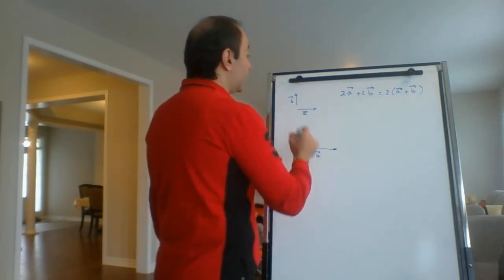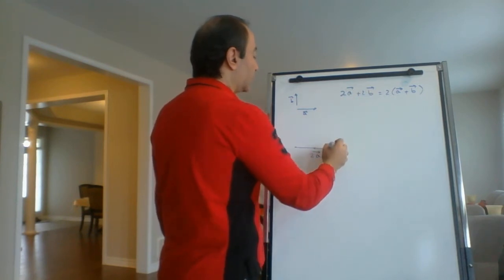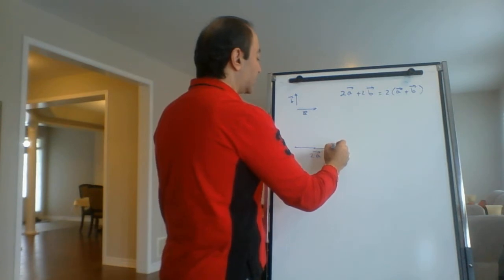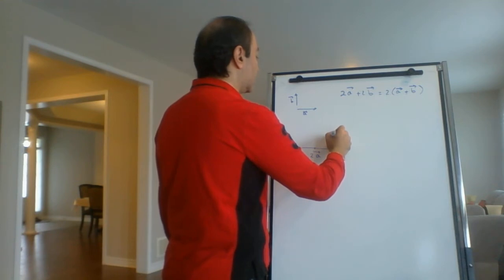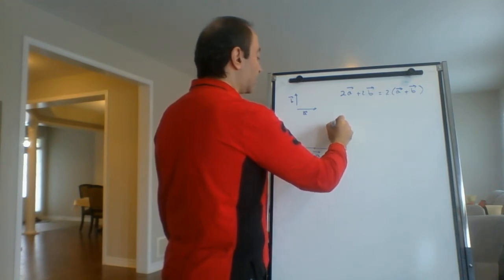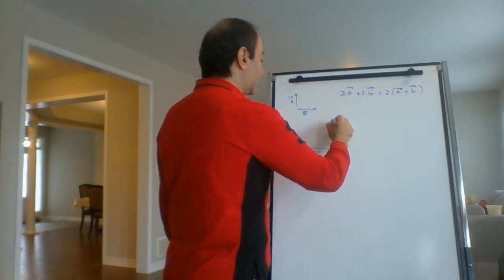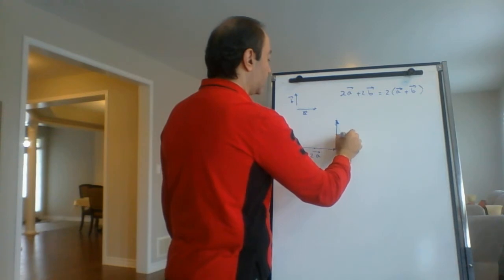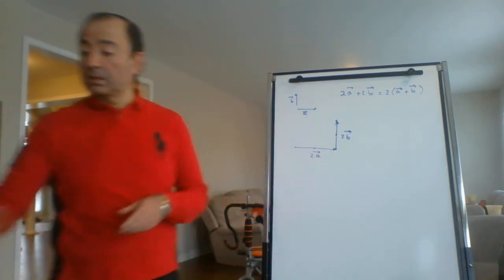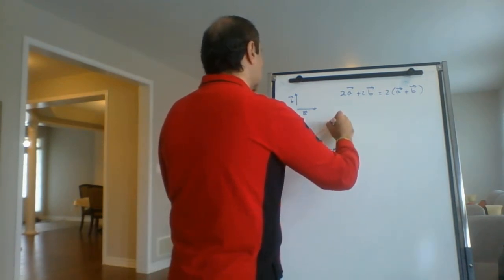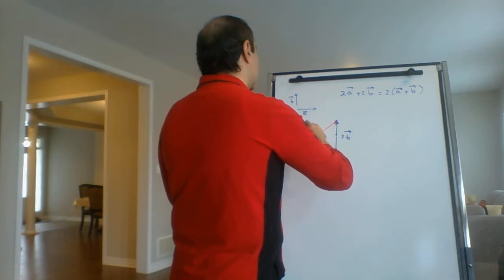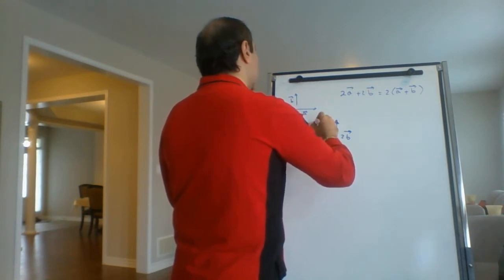Okay? And then I want to add 2 vector B, so from the head of vector A, I'm going to draw a vector that is double the length of vector B and in the same direction. Of course I don't have a ruler and I'm not accurate, but I'm trying to do my best to show you the idea. So let's say this is 2 vector B. Now what is the resultant? It is this. This is 2 vector A plus 2 vector B.